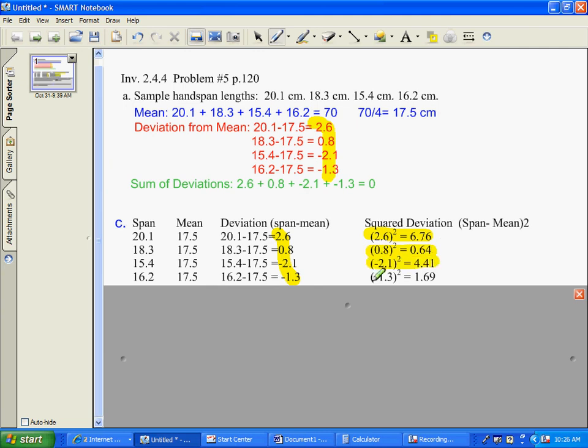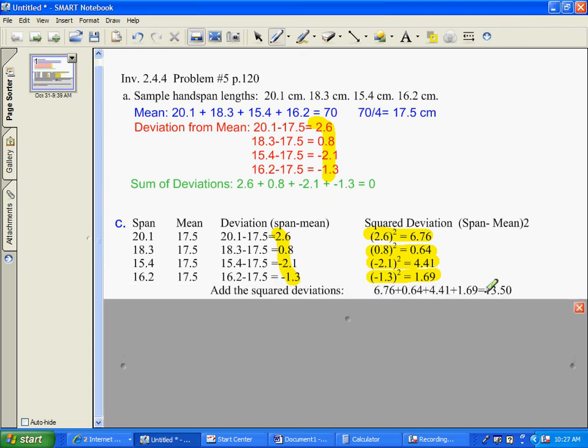Of course, you're going to end up with positive products because when we square any number, it's going to end up being positive because, as you know, a negative times a negative is also a positive product, just like a positive times a positive. So these are my 4 values I get when I square my deviations. The next step then is to add up those values, and I arrive at a value of 13.5.